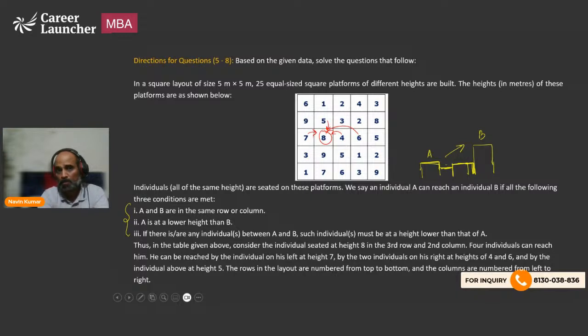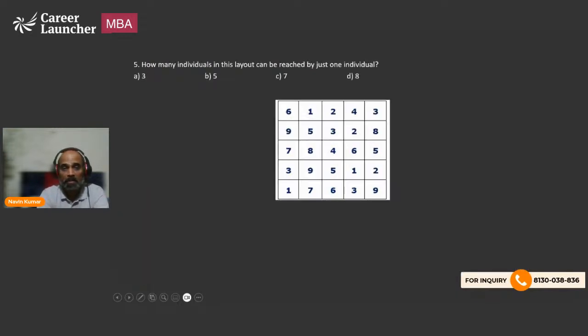There is nothing that we can do right now. All that we had to do was understand how to go about this. The first question says, how many individuals in this layout can be reached by just one individual? Now we have got 25 such places, so we have to patiently check that out. So let's look at 6. 6 cannot be reached by 9, and that's why it cannot be reached by anybody below him. 6 can be reached by 1, and by 2, and by 4 as well, right? So 6 is not the guy.